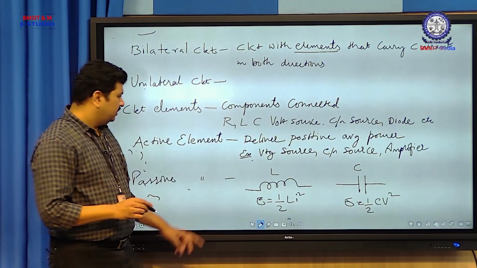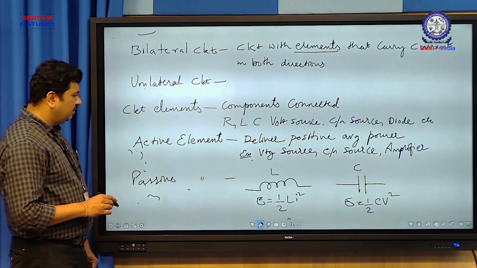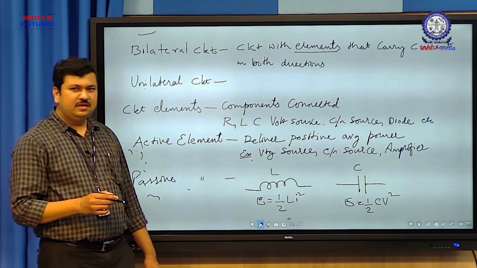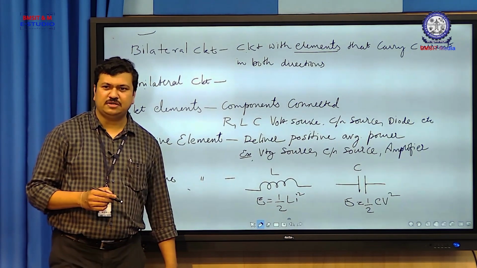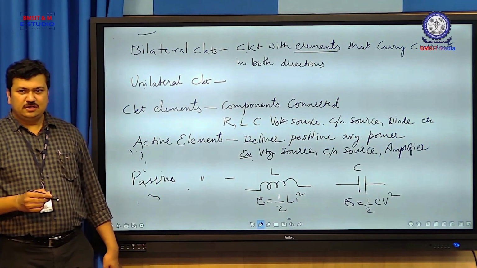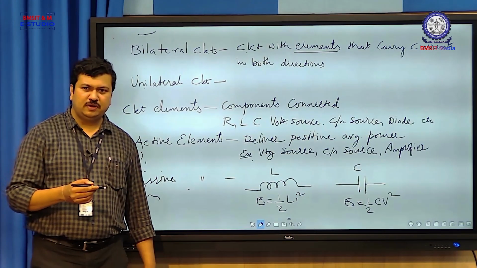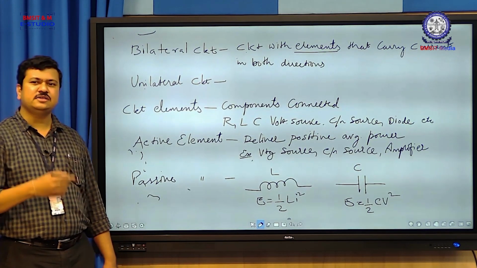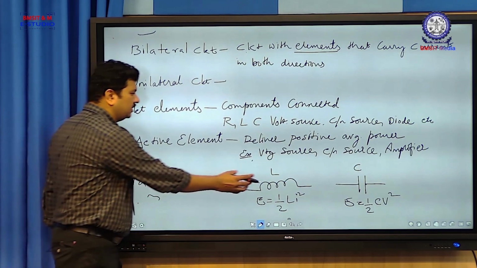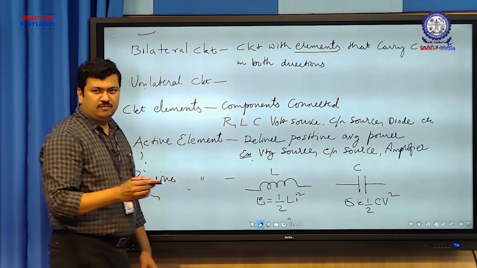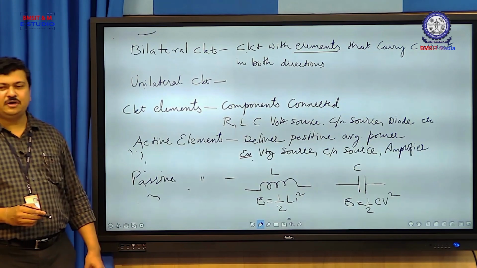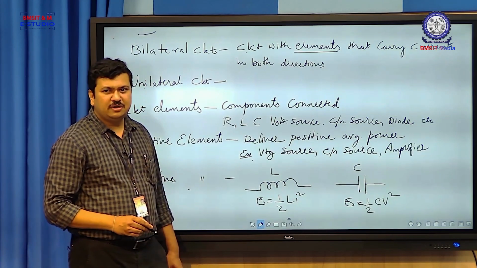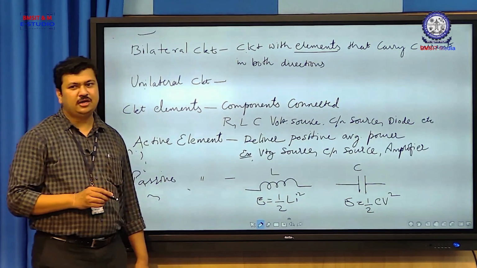So though these elements are capable of delivering a finite energy, they may not be categorized as active elements, because the energy they deliver out after their full charge cycle is not the same energy that they have received. Some amount of energy loss occurs in them due to their implicit limitations. Therefore, I may not categorize these two elements as active elements.